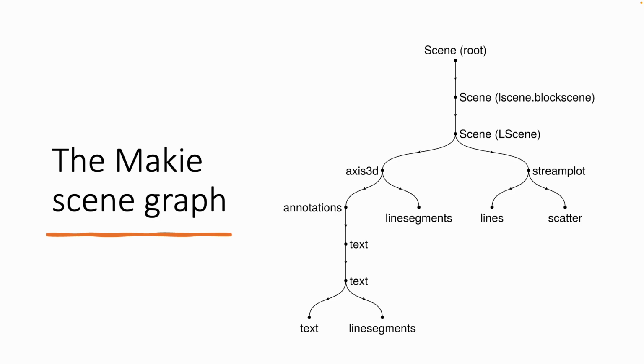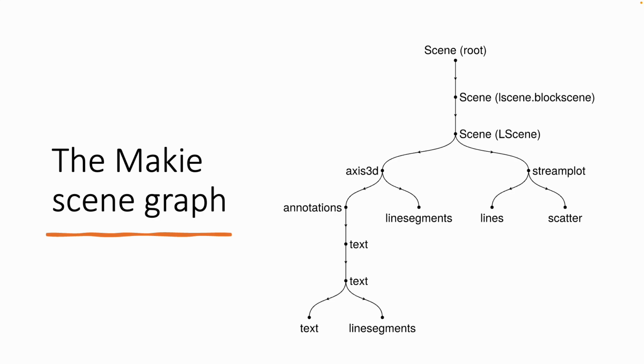And then the scene itself, which is this sort of layouted scene, which is integrated with the layout system. Inside that, we have two top-level plots. One is this axis 3D, which is those grid lines, some tick labels, things like that. And one is the stream plot. So if we go down a little in the axis 3D, we'll see that one leaf node is this line segments plot, which is atomic. And the reason it's atomic is because there are some optimizations that we can integrate in graphics cards for this.